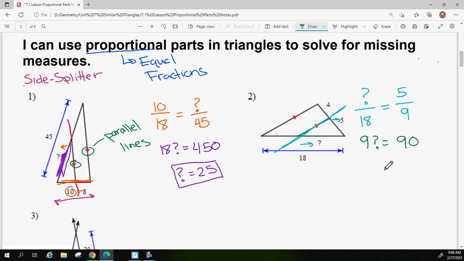which is 90. If you struggle with proportions, you should probably show that step. 5 times 18 here, and then do the math, do the multiplication. I'm going to divide both sides by 9 and get 10. So that missing piece to the right of the side splitter down here is 10.